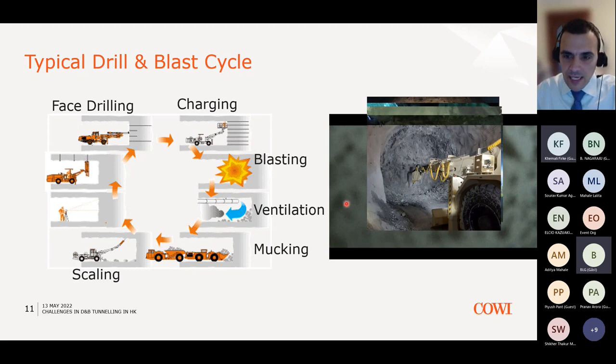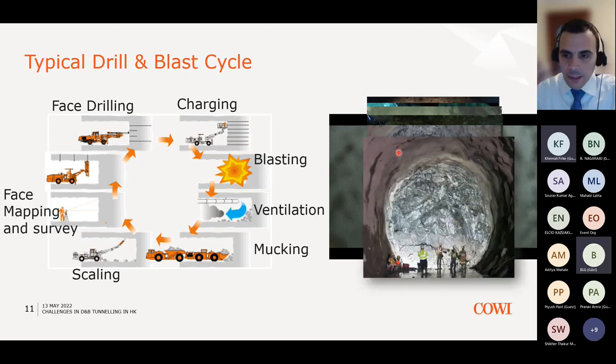The next part of the cycle is to do the scaling, so you need to make sure that you remove any loose blocks that may fall prior to installing the support, and therefore, for health and safety reasons, you need to do that. And as you notice from this photo, this is done from a distance so that you are not supposed to do this in an area where the support has not been installed. Once scaling is finished, then people can move closer to the face, but always below an area where it has been supported so that they can do the face mapping and the survey and decide what support needs to be installed in the blasted area.